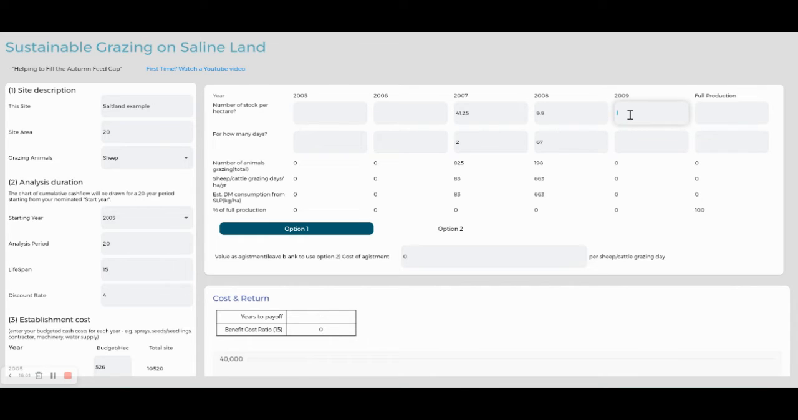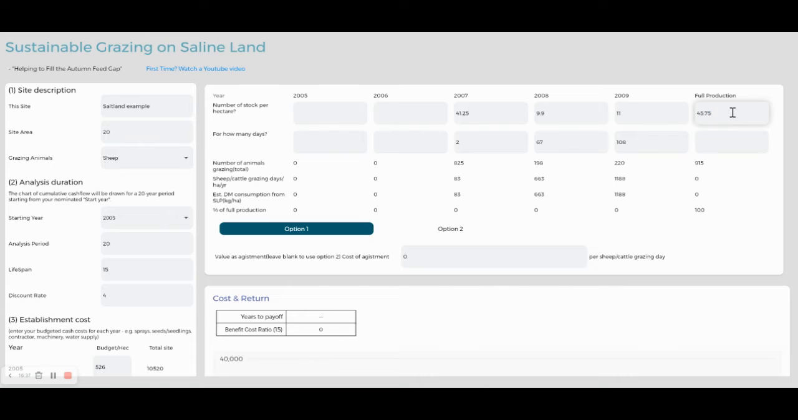In 2009, at this site, the stocking rate was increased to 11 DSE per hectare, and that was continued for a little over 3 months, so 108 days. So that was 220 animals and 1,188 grazing days per hectare. So that's a high level of grazing, and they continued at about that level in 2010 and expected to stay there in the future.